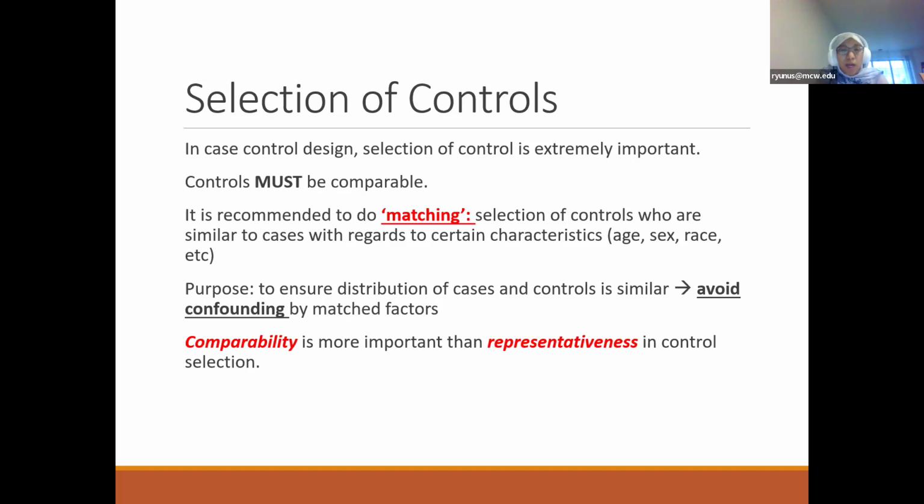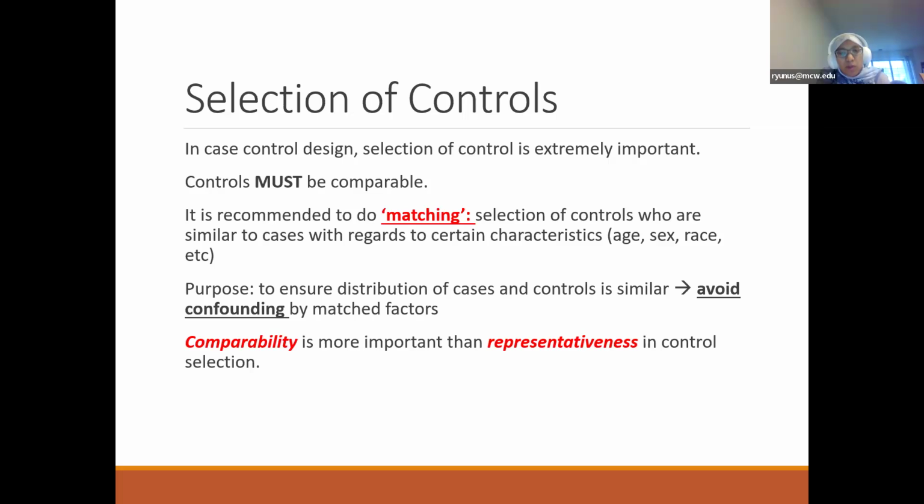Because if these two groups of people are very different, then your analysis will not give you accurate results. So when you select your control, there is one concept or step that is called matching. So what is matching? Matching is basically selection of controls who are similar to cases, okay, with regards to certain characteristics. For example, age, sex, race, etc.